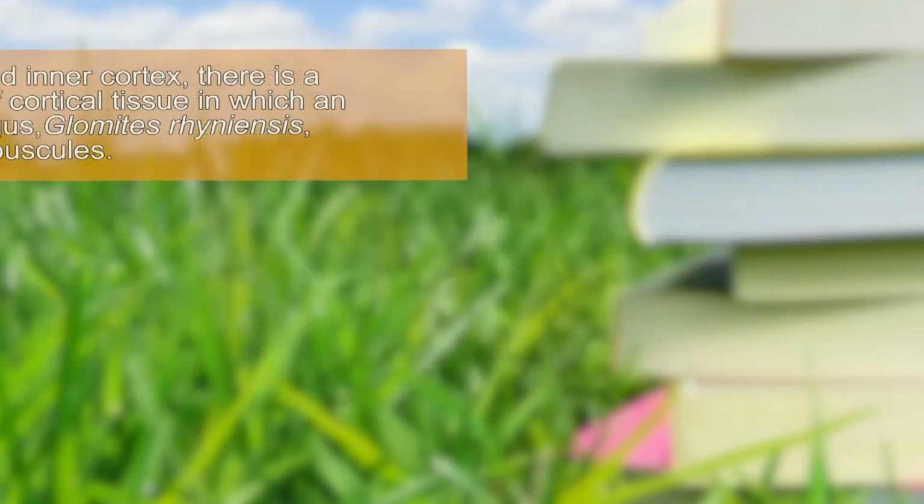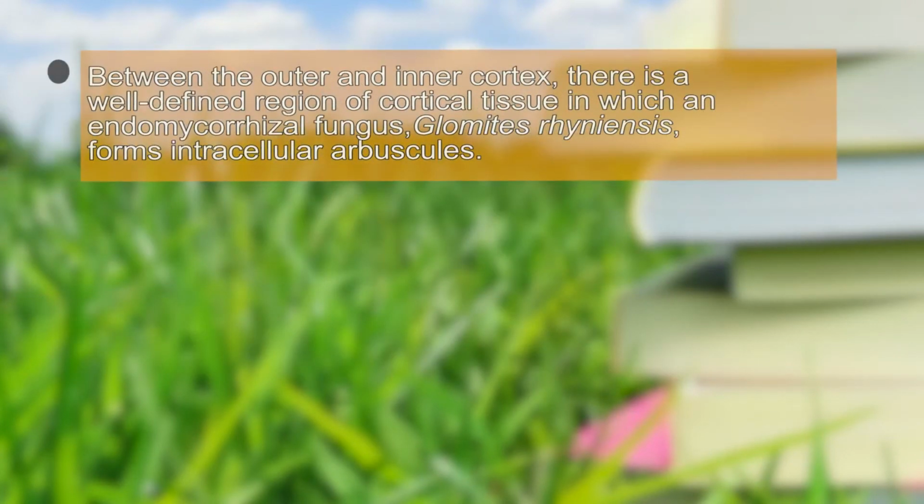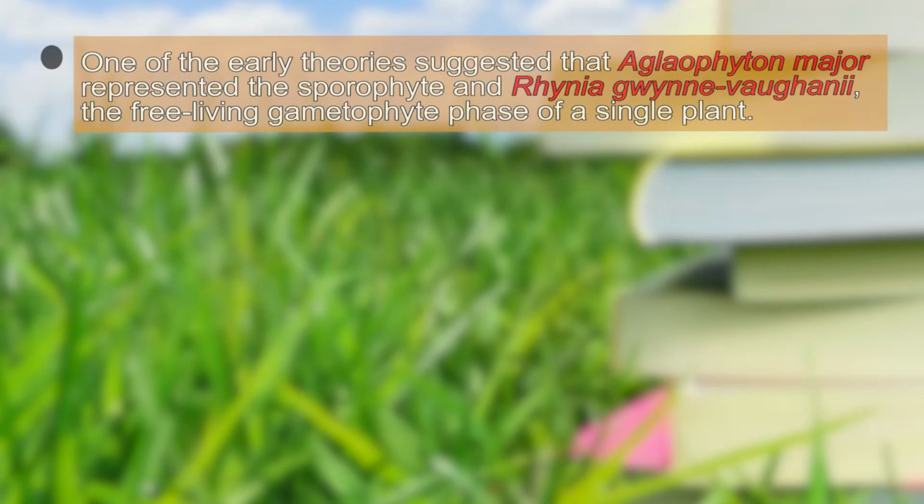But between the outer and the inner cortex, there is a well-differentiated region of cortical tissues. In this particular cortical tissue, there is an endomycorrhizal fungus known as Glomites, which forms the intracellular arbuscules. One of the earliest theories suggests that Aglaophyton major represented the sporophyte and Rhynia gwynne-vaughanii is a free-living gametophytic phase of a single plant.